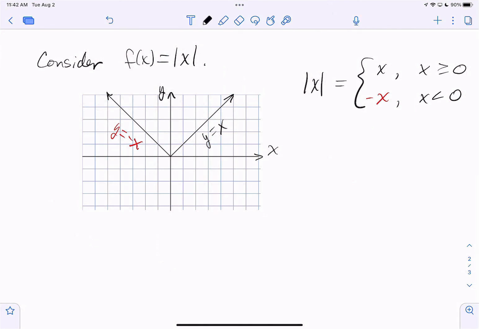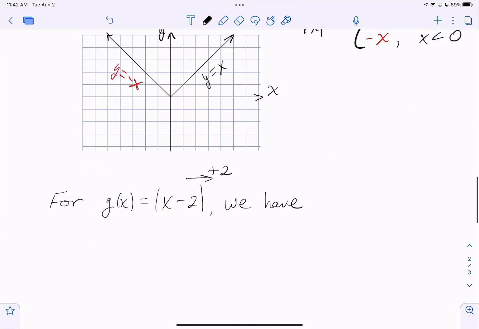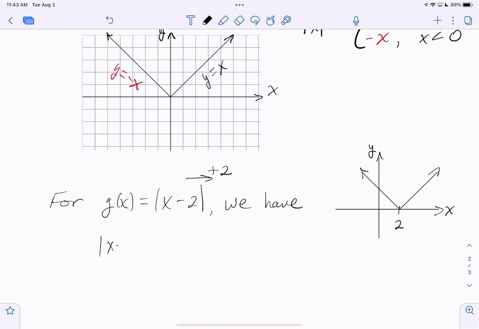So if we were looking at g of x equals the absolute value of x minus 2, that's a shift to the right of 2 units. And so we would express the absolute value of x minus 2 as being equal to x minus 2 as long as x is greater than or equal to 2. And then it's the negative of x minus 2 as long as x is less than 2. So again, the point at which the domain is split is associated with the x-coordinate of the vertex of the graph.